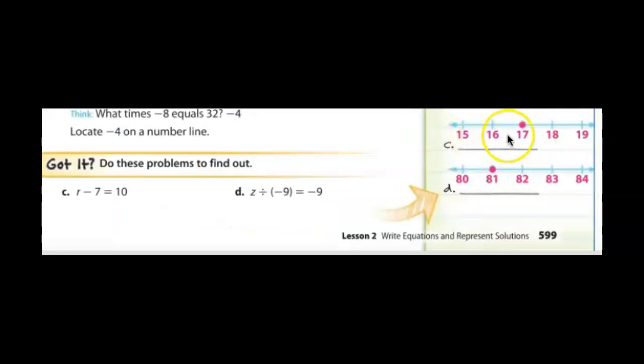Okay, and this is what they would look like on a number line. So if you have something minus 7 equals 10, this is the 17, and 81 divided by -9 equals -9. This is what 81 looks like on a number line.